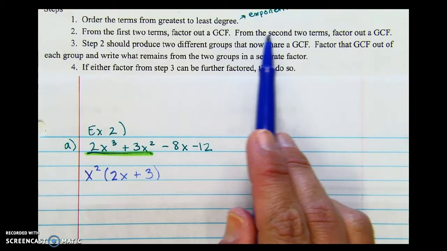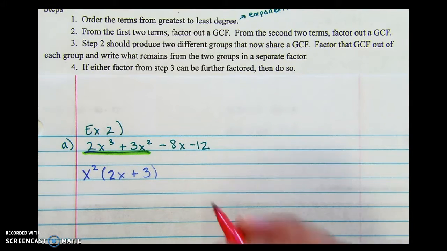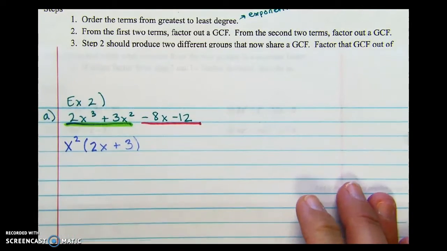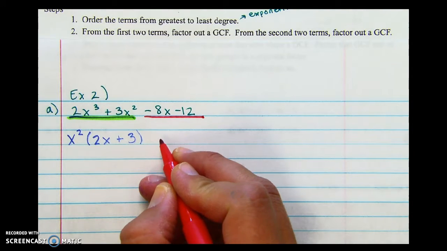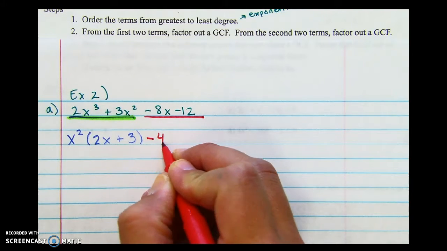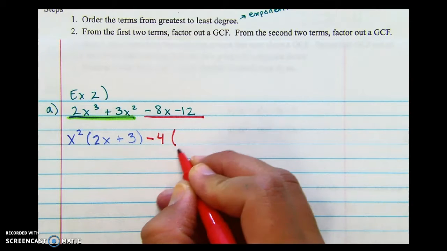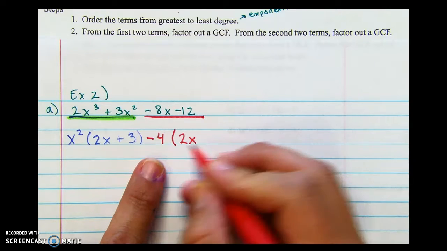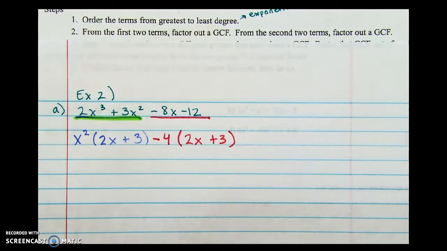I did that. From the second two terms, factor out a greatest common factor. Okay, so from minus 8x minus 12, what's the greatest common factor there? Okay, but what else? Well, we're going to factor out the positive or the negative? The negative, yeah. So minus 4. So we had this closed parenthesis, then we do minus 4 parenthesis. Negative 4 times what is negative 8x? 2x, and negative 4 times what is negative 12? Plus 3.